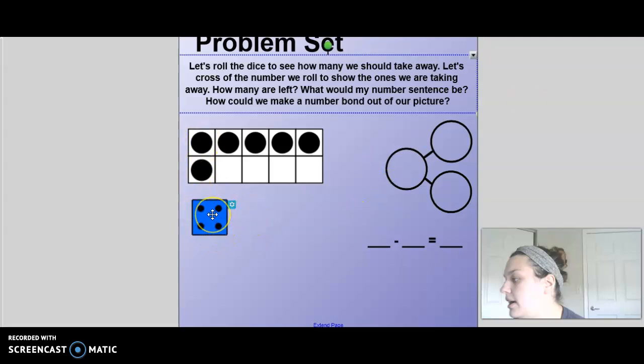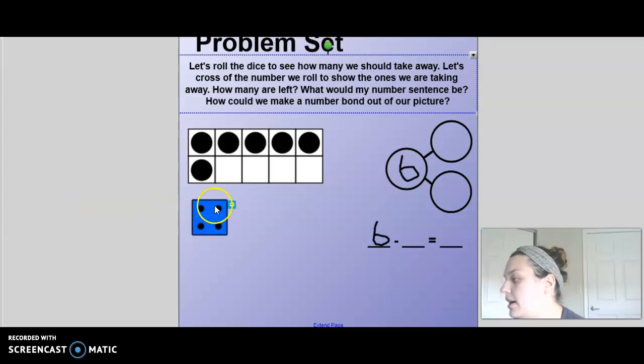So it says we're going to roll the dice and see how many we should take away. But first, let's look at our whole. Go ahead and fill in your whole in your number bond and in your number sentence. All right. I look at my whole and I see that I have 1, 2, 3, 4, 5, 6 again. So I know my whole goes here, and it's the first number in my number sentence.